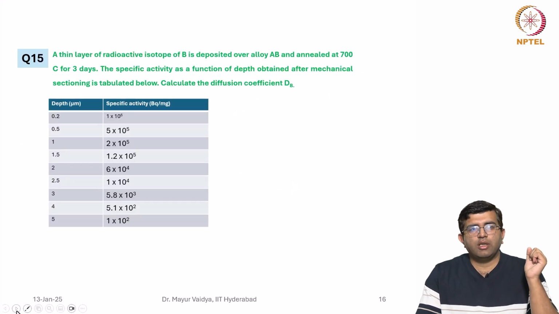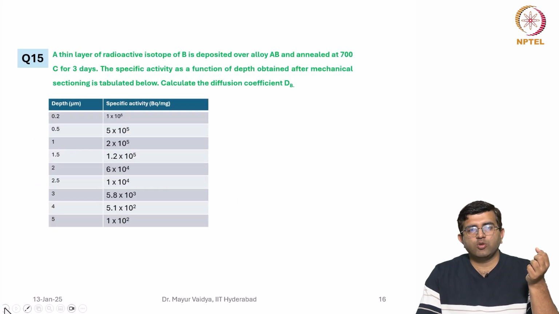Now, the last question of the tutorial is, a thin layer of radioactive isotope of B is deposited over alloy AB and annealed at 700 centigrade for 3 days. The specific activity as a function of depth obtained after mechanical sectioning is tabulated below. Calculate the diffusion coefficient dB. So, what is given is the depth and the specific activity in becquerel per mg. This is typical data that you get from radiotracer diffusion experiments.